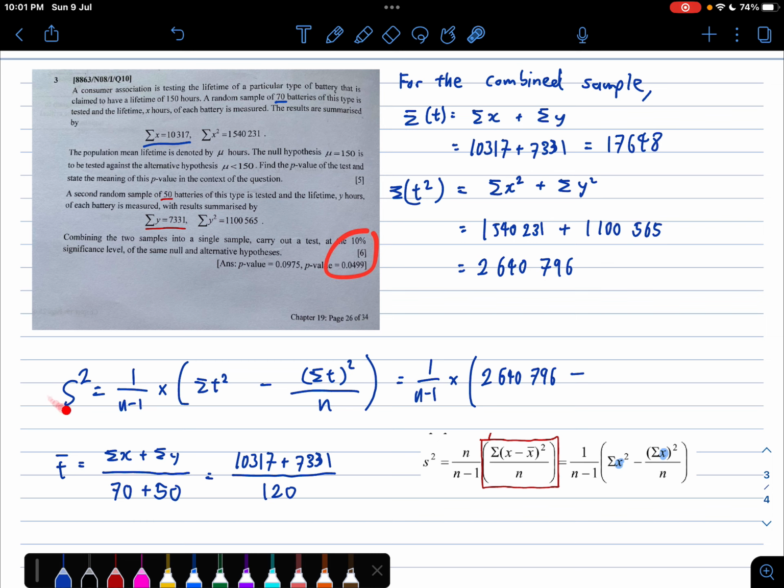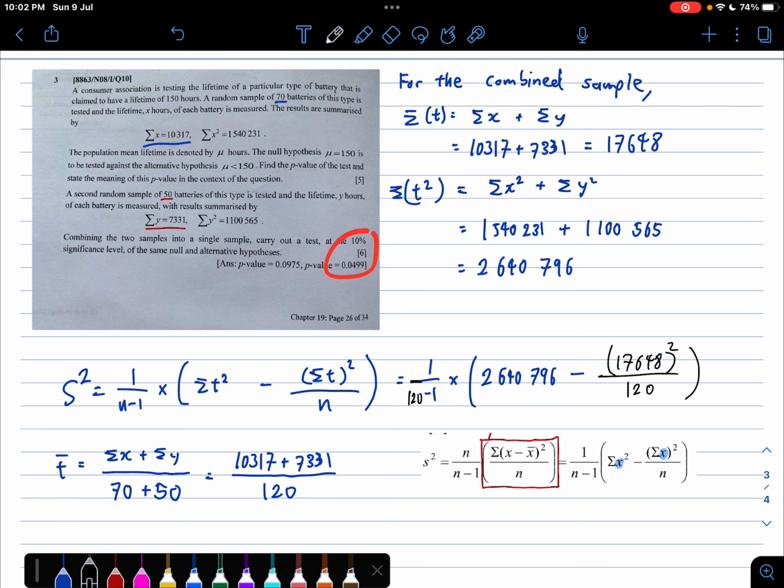Then now we want to calculate the s square, but replace the x square in the formula MF26 with t square. Then instead of sum x, it becomes sum t for total. So all you need to do now is to sub in the formula. So n in this case is the total sample size. What is it? 70 batteries plus 50 batteries. That's 120, right? So 120 minus 1, that's the denominator, 1 over. Then times the sum t square, which we already calculated above, minus sum t, which is 17648, bracket power 2, all divide by n. In this case, sample size is 120, the combined sample size.